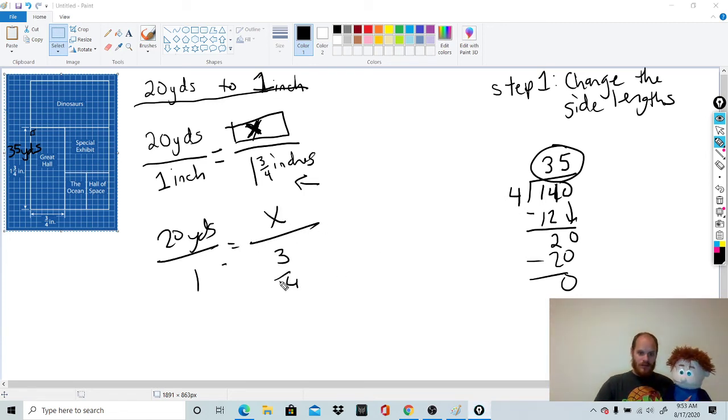Yeah. So how do I get from 1 to 3/4? You multiply by 3/4. Exactly, multiply by 3/4. Okay. And what I do to the denominator, I also do to the numerator. Exactly, the numerator.